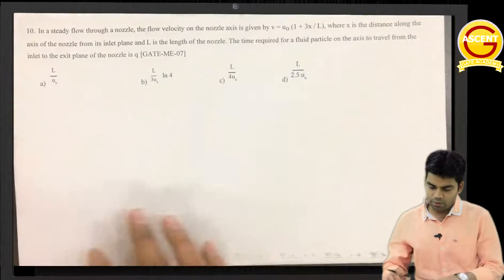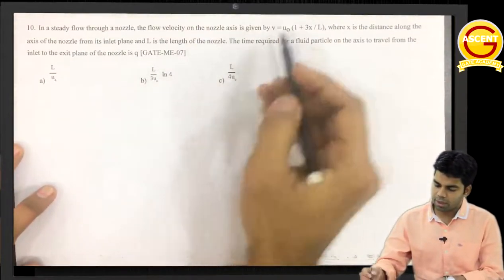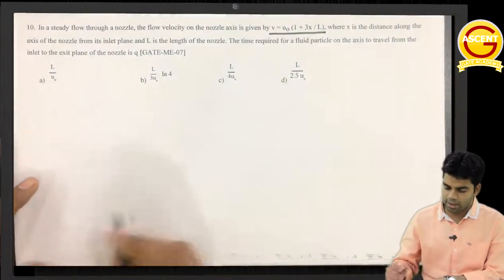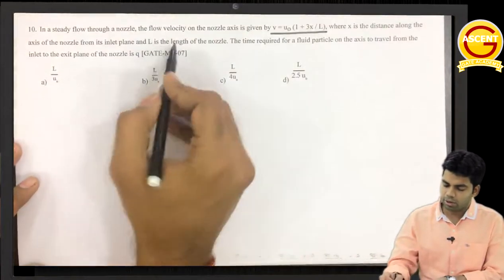Next question. In a steady flow through a nozzle, the flow velocity on the nozzle axis is given by V is equal to u naught times 1 plus 3x by L, where x is the distance along the axis of the nozzle from its inlet plane, and L is the length of the nozzle.